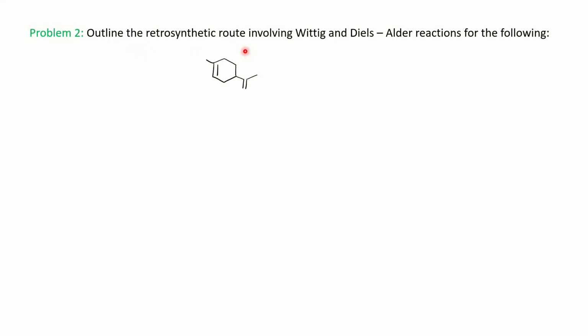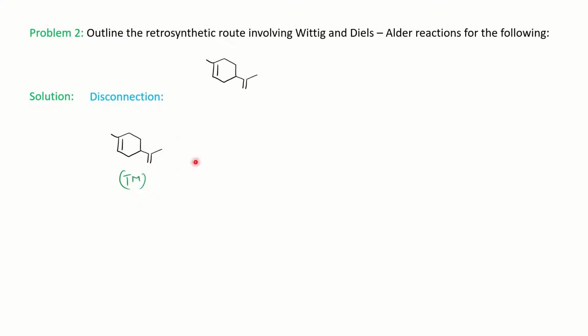Outline the retrosynthetic route involving Wittig and Diels-Alder reaction for the following molecule. So a molecule is given to you, and here they have asked you to find out through Wittig and Diels-Alder reaction. So we'll see how we can do it. First we'll see through disconnection, as they want us to find out.